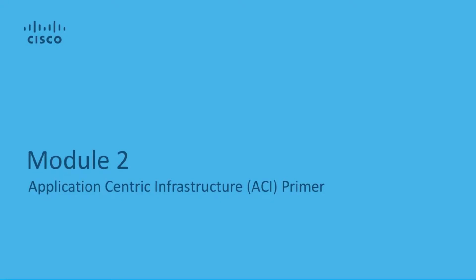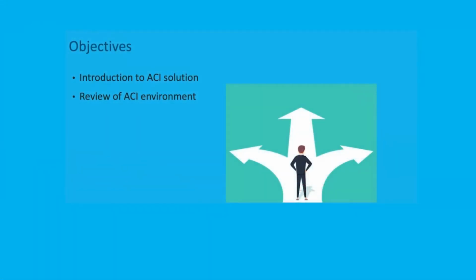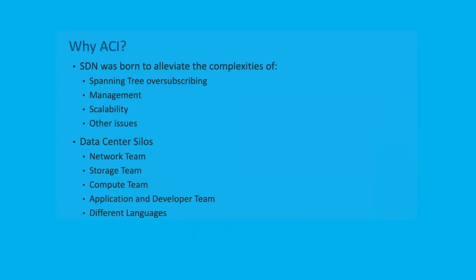Welcome to Module 2. This module is an introduction to the ACI solution. We will talk about its uses and do some exploring in our environment to get comfortable with ACI and have the knowledge needed to be successful in developing an application. Software-defined networking was born to solve complexities of spanning tree, oversubscribing, and other issues. The Cisco ACI solution provides a faster means of alleviating these complexities.